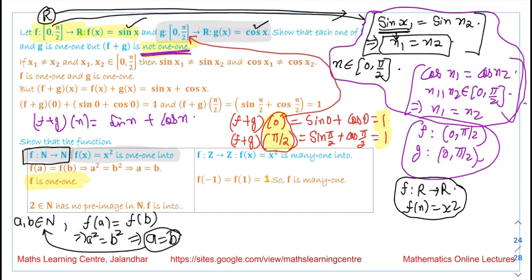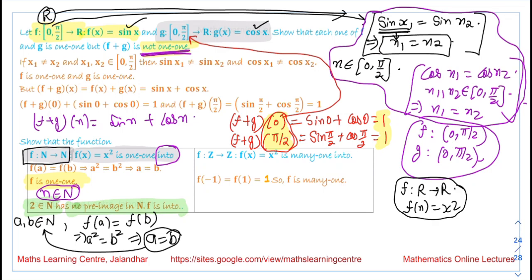Now we have to prove that it is not onto. It means we have to find an element from the codomain which does not have any pre-image. So we are saying if we consider an element 2 belongs to N, then it has no pre-image in N. It means f is an into function.